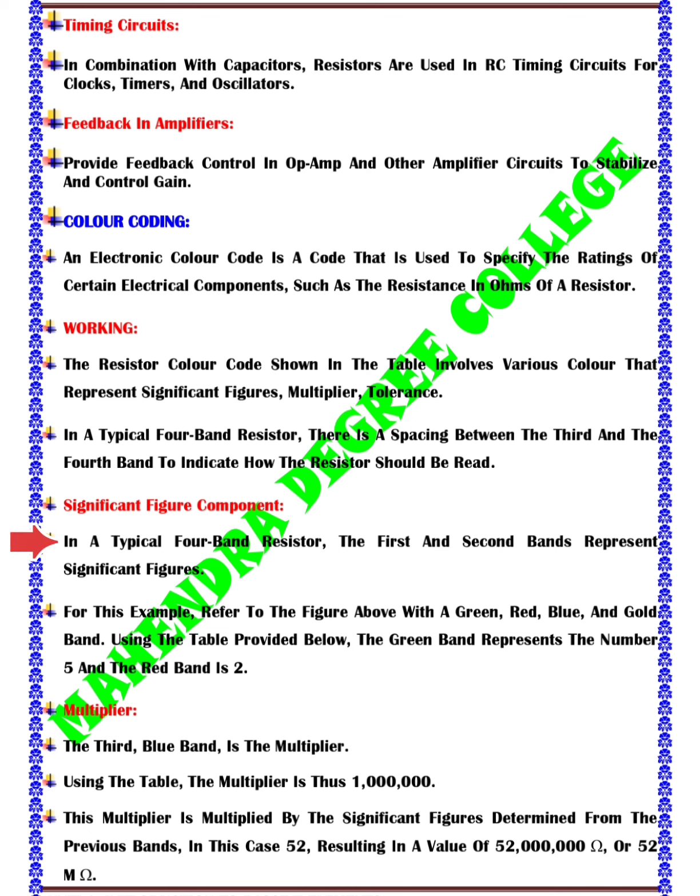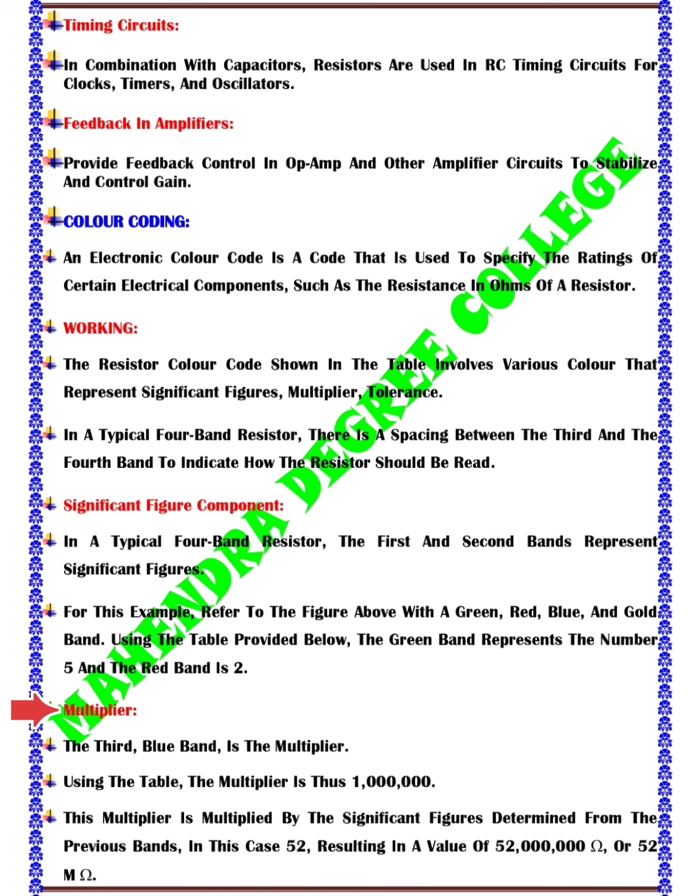Each color corresponds to a specific number, 0 to 9. The numbers represent the first and second digits of the resistance value. For this example, refer to the figure above with a green, red, blue, and gold band. Using the table provided below, the green band represents the number 5 and the red band is 2.